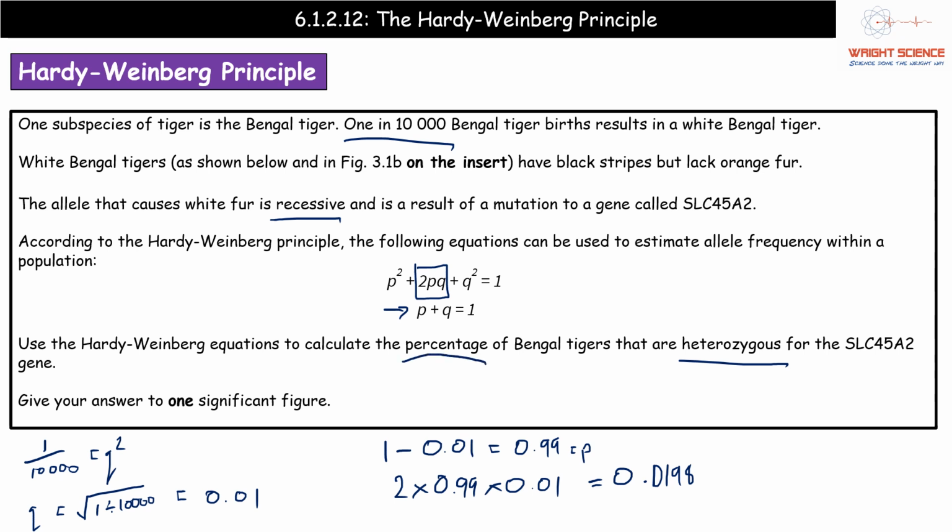Go careful though, just thinking that's the end, because remember we had that word percentage here. So this isn't a percentage. We then need to change that to a percentage. So 0.0198 times by 100 is going to give us 1.98%, but we're still not done because it tells us to give our answer to one significant figure. So that should be 2%.